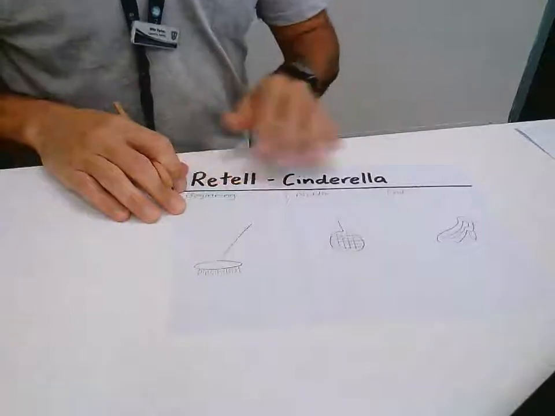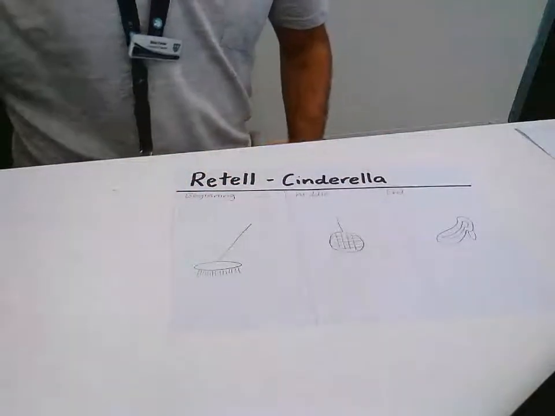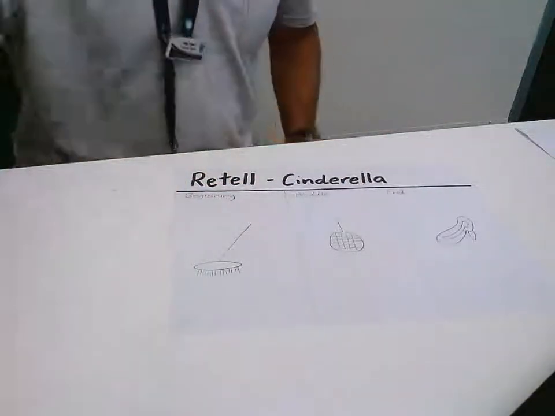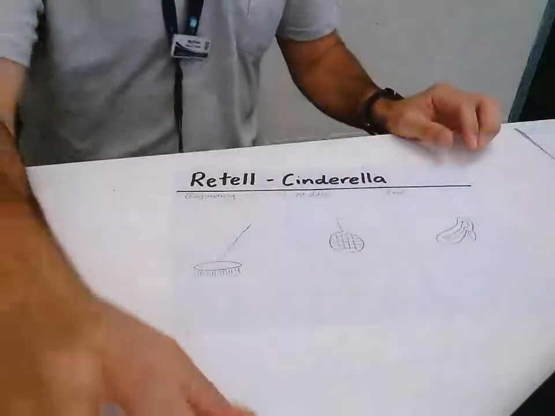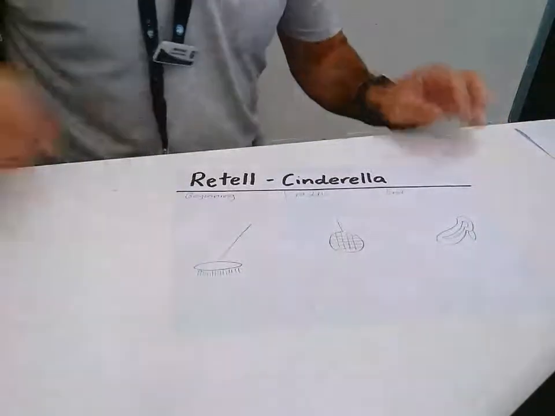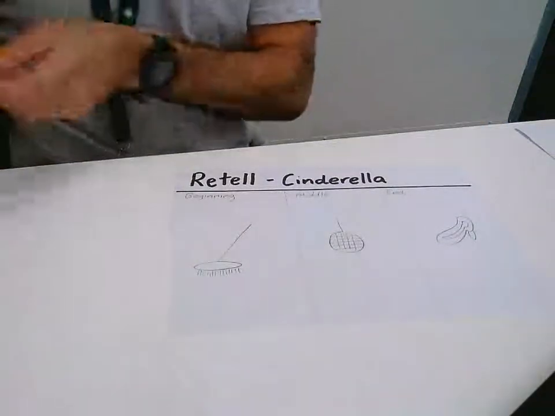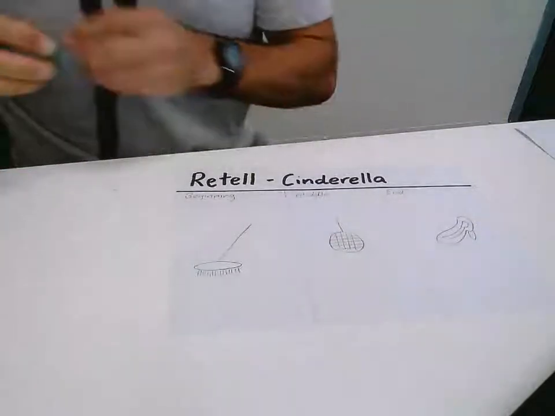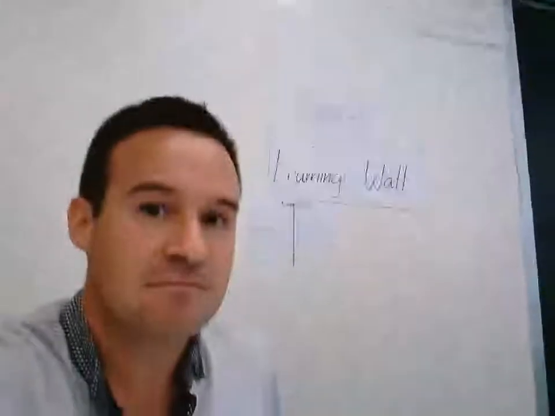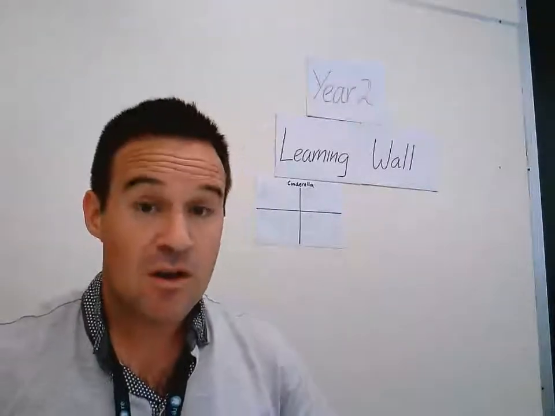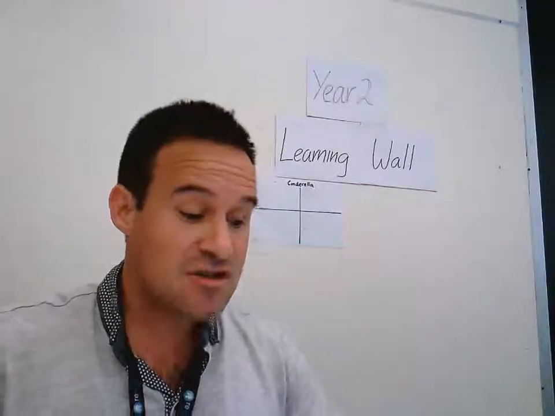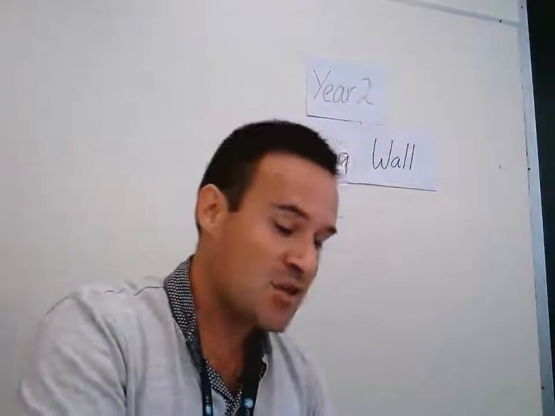So now I've completed my retell. What you might like to do is you might like to add a little bit more detail. You can feel free to colour. If you've got paints at home, you might like to decorate yours with some paints. Once you've completed your retell, I would like you to take a moment and explain it to your learning buddy. Once you've finished explaining your retell to your learning buddy, we can add it to our learning wall.